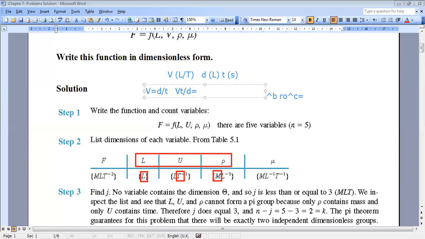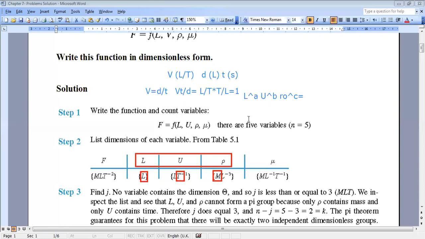If you do Vt over D, what is the unit for V? It's meter per second, so L over T. And if I multiply by time, so times T, and divide by D, it's over L. So what is the dimension? 1. This means that the combination of these variables together will give me a group. Vt over D, I can consider it as a dimensionless group. Okay, this is the group. So a dimensionless group is a combination of variables without unit.